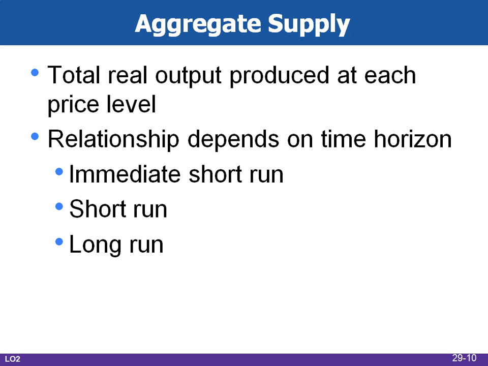Aggregate supply is a schedule or curve showing the level of real domestic output available at each possible price level. The relationship is determined on the basis of whether input prices and output prices are fixed or flexible. In the immediate short run, both input prices and output prices are fixed. The input prices are fixed by contractual agreements such as labor contracts. Output prices may be fixed as a result of issuance of catalogs or price lists that are in effect for a stated period of time.